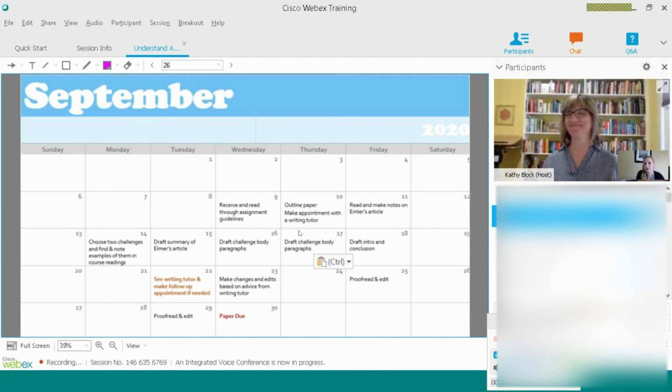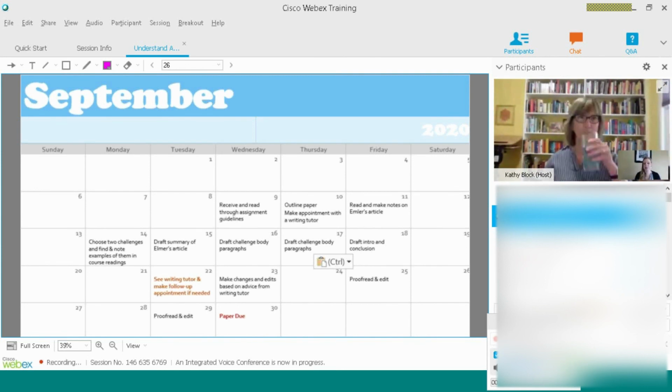There we go. Yeah, so the assignment guidelines are really, really important, as we've been saying. And dissecting the assignment guidelines as soon as you get them can really help you get a sense of the steps involved in writing the paper and to plan out the reading and writing process.